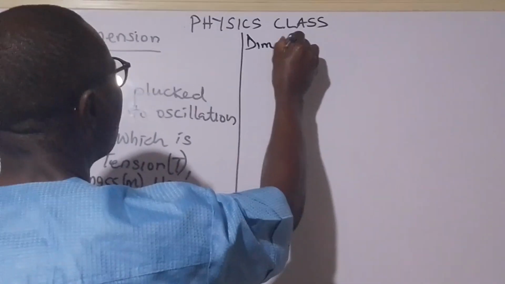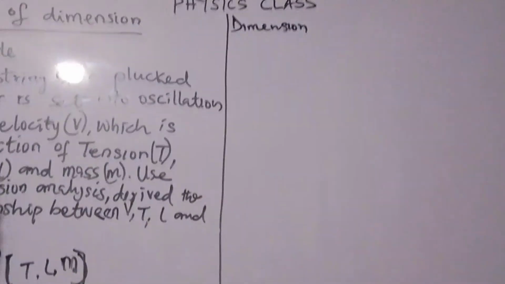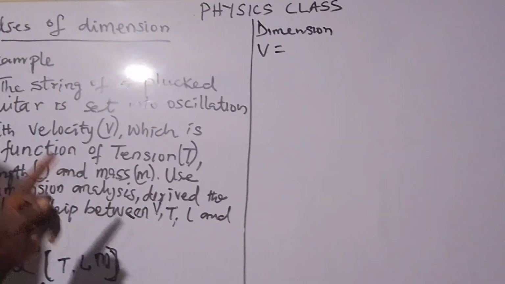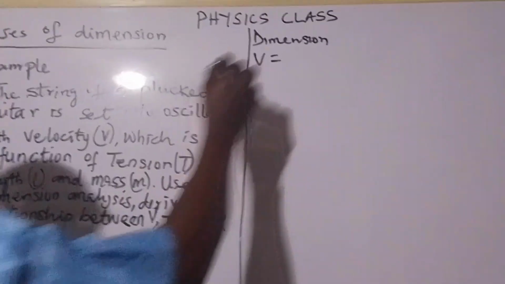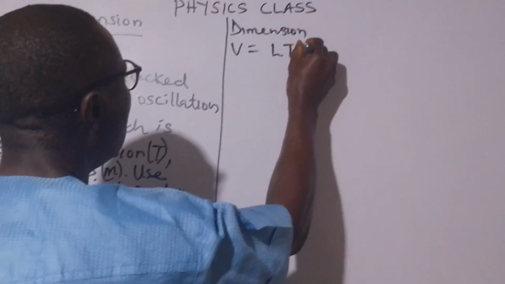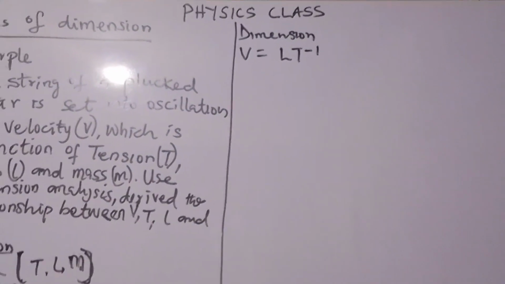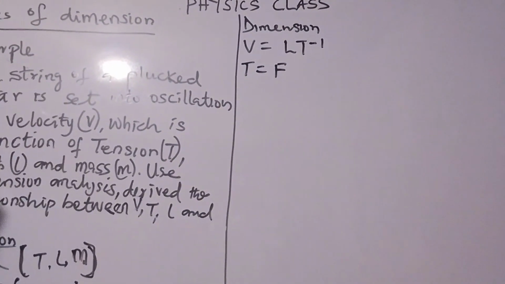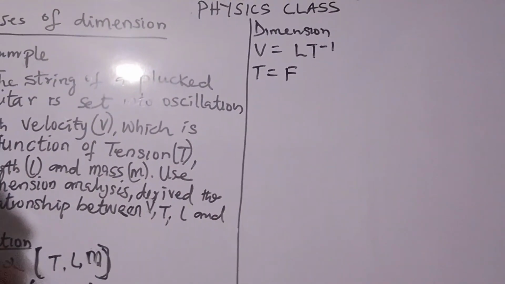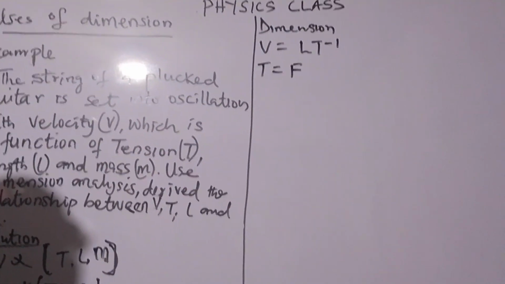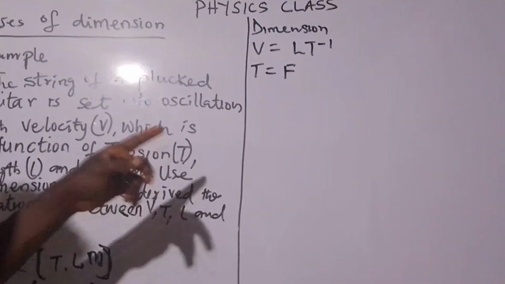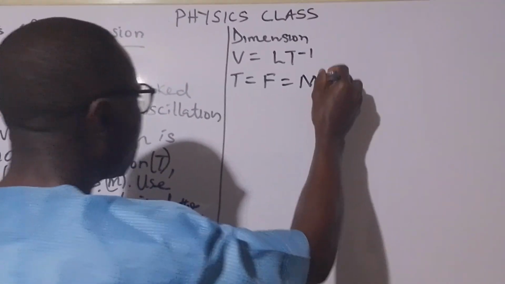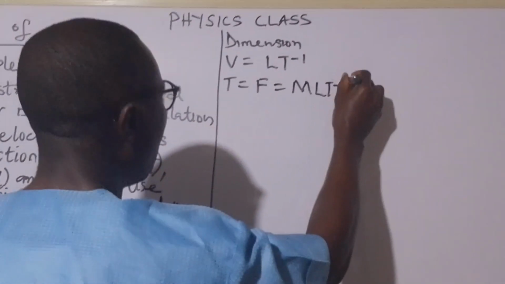Dimension. According to the question, V is velocity. And the dimension for velocity, don't forget, as I told you from our former lesson, is L T raised to power minus 1. Tension. Tension is equal to force, as in the case of linear acceleration and acceleration due to gravity, which have the same dimension. So tension is equal to force, and force is equal to what? M L T raised to power minus 2.